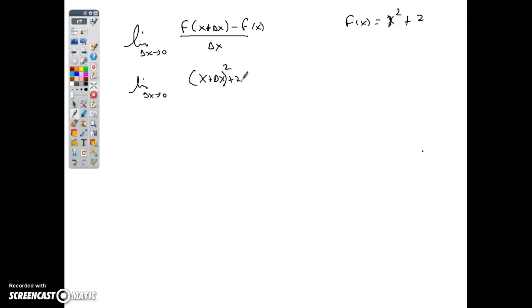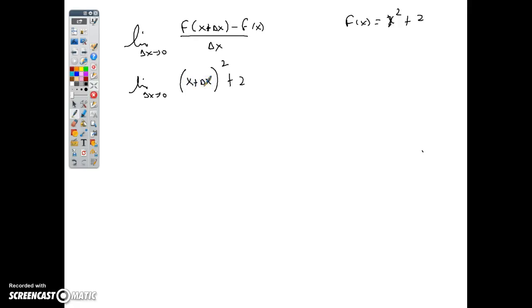Hold on, let me reset this. You're going to look at the function. This is your x, plus 2 would be the normal way I write the function, right? But instead of x, I'm going to write in x plus delta x.